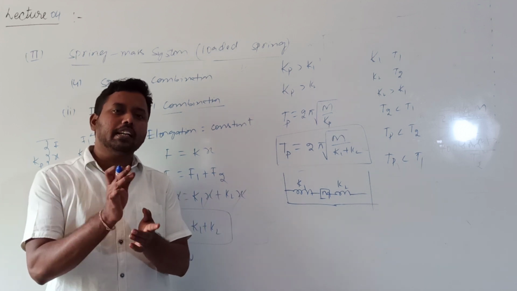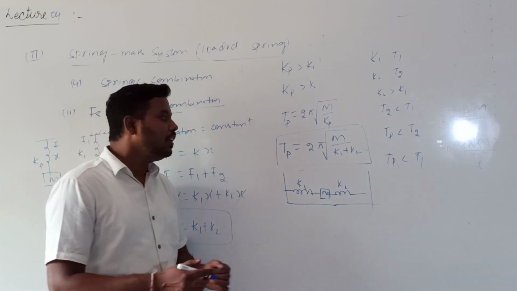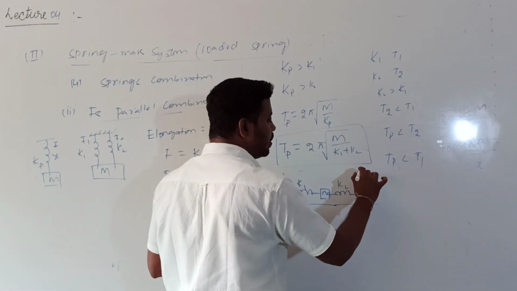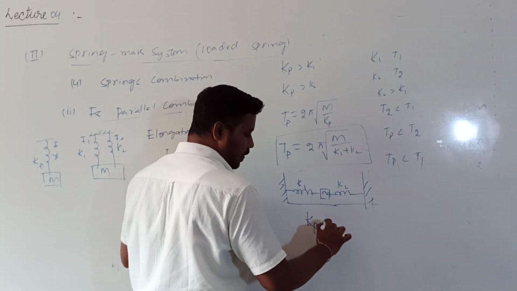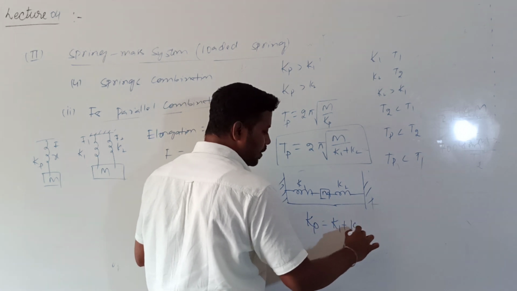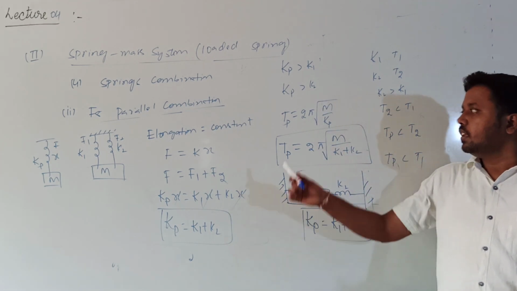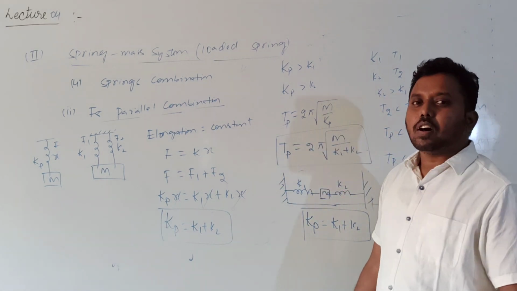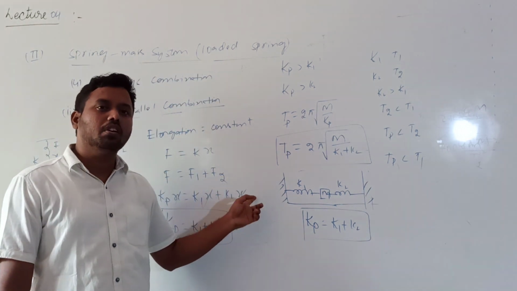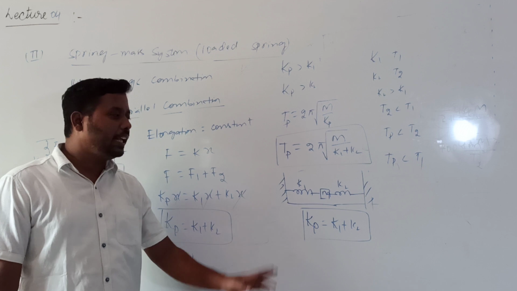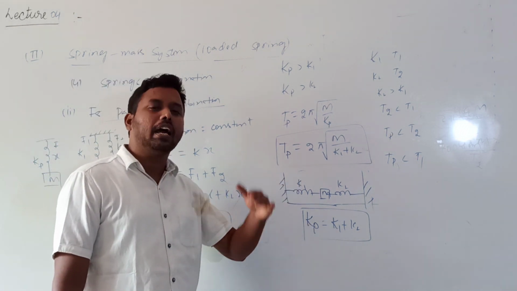If the elongation in one spring is exactly equal to the compression of the second spring, even in this case the two springs are said to be connected in parallel only. The formula is Kp equals K1 plus K2. So I told you, whenever the elongation value is the same, they are in parallel combination. For parallel combination, you can also remember, if the elongation in one spring is equal to the compression in the second spring, in that case also the two springs are connected in parallel.